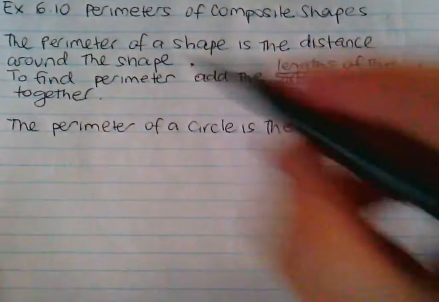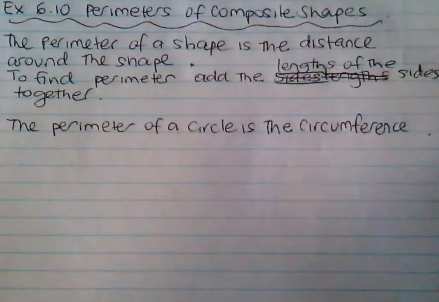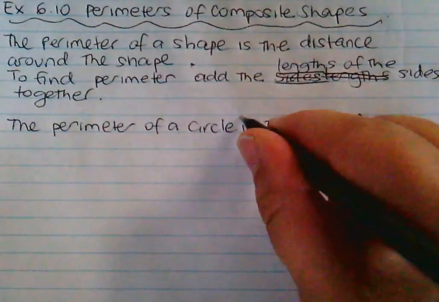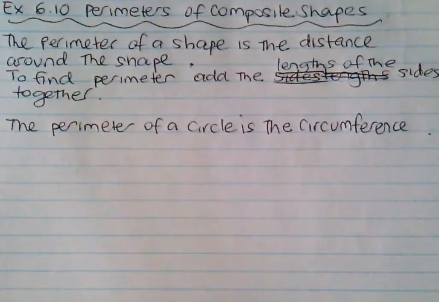Exercise 610, perimeters of composite shapes. The perimeter of a shape is the distance around the shape. To find perimeter, add the lengths of the sides together. The perimeter of a circle is called the circumference.